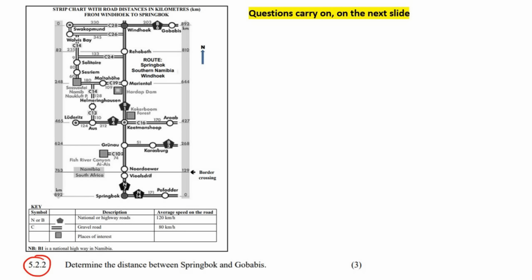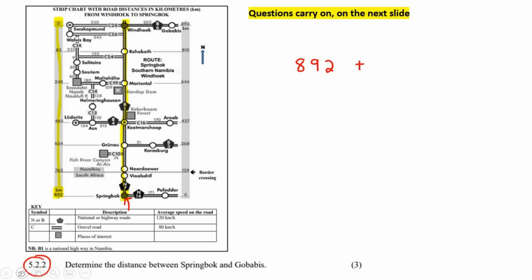The next question, determine the distance between Springbok and Gobabis. Okay, so here's Springbok and Gobabis is over here. Okay, so you see from Springbok, if you go all the way up to here, look at the distance. Well, here it says 0 kilometers. Here it says 892. So that distance there is 892. So we can say that's not the final answer, 892.